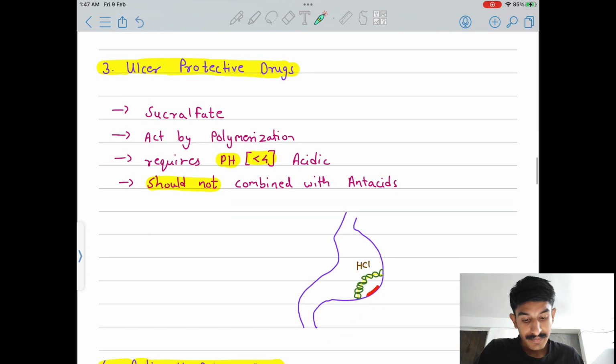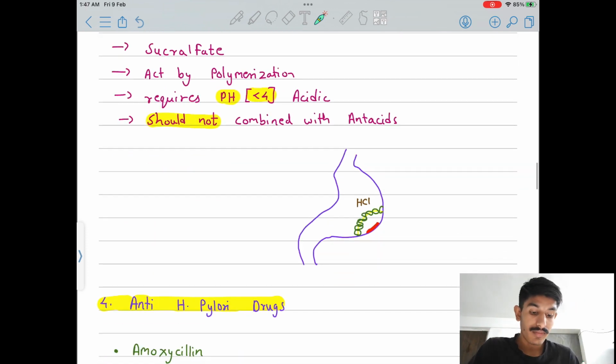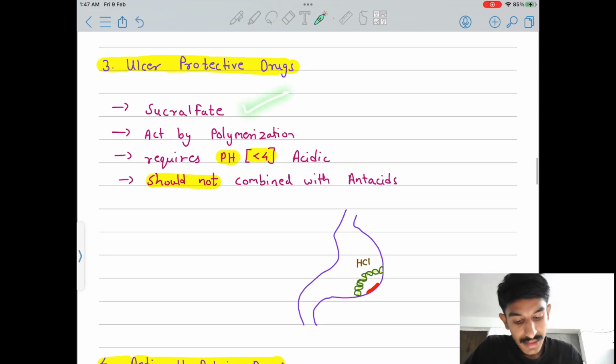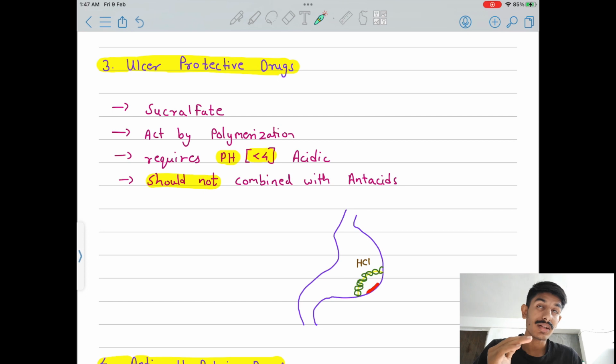Next is ulcer protective drugs. What are ulcer protective drugs? For example, this is your stomach and this red part is where you have an ulcer. The HCl present in the stomach will irritate that ulcer again and again. To stop that irritation, we give ulcer protective drugs. You can give sucralfate, which acts by polymerization. It requires an acidic pH to give its reaction, so do not combine it with antacids. Always remember what things not to do, because there are always questions on contraindications.